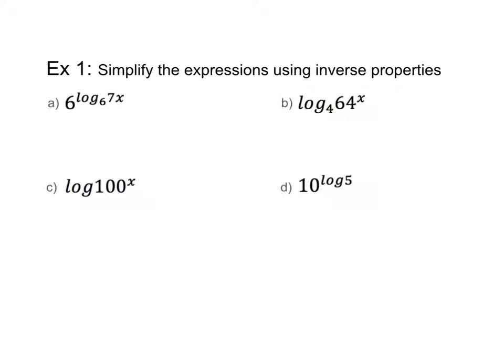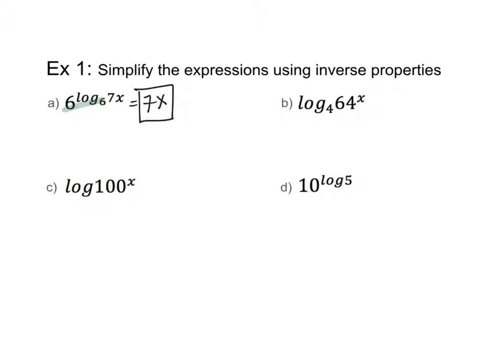Okay, next thing we're going to do is simplify the expression using that inverse property that we saw a moment ago. So remember, if the bases are the same, then they cancel. And so in this case, for part A, notice that you have a base of 6 and the log base is 6. So in this case, they're going to cancel. And so if they cancel, that means I'm just left with 7x. So in this case, this answer here is just 7x. And we're just simplifying here, so 7x, I can't really do much more than that. So this is my answer.